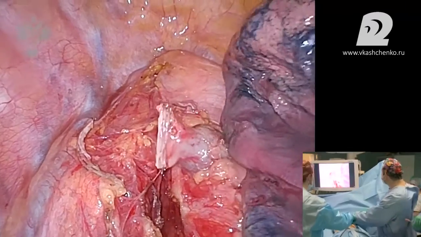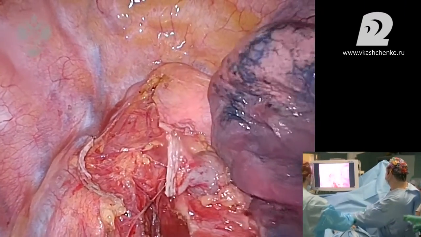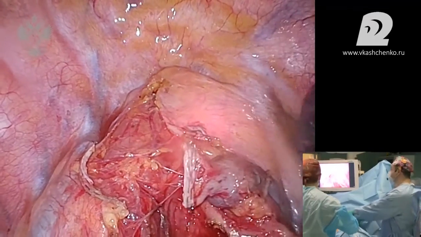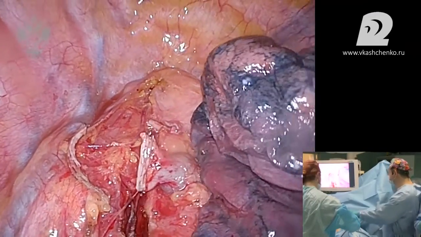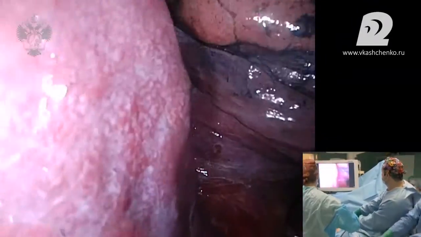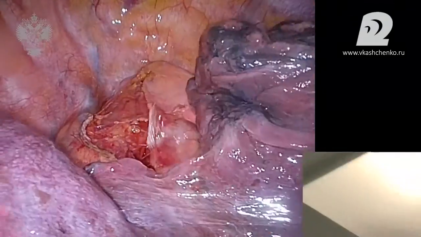How many trocars do you use currently? Yes, currently and generally, usually I work from two ports. Lobectomy is done by two or three ports, and esophagus usually I operate via two ports.